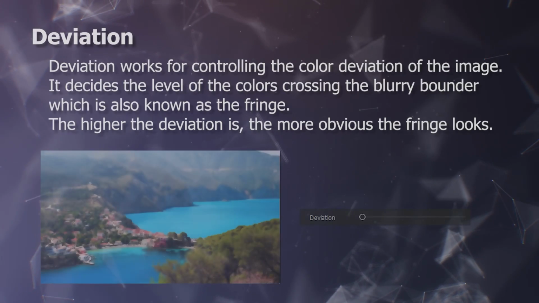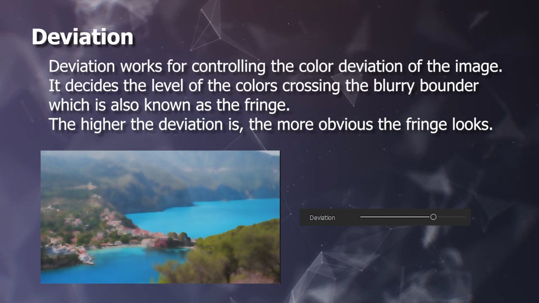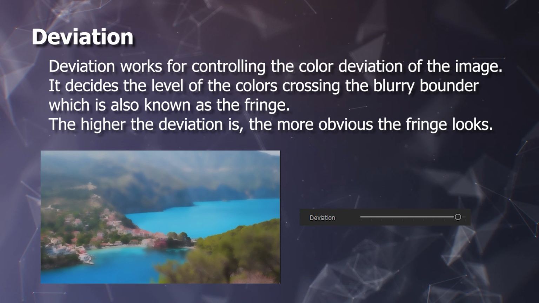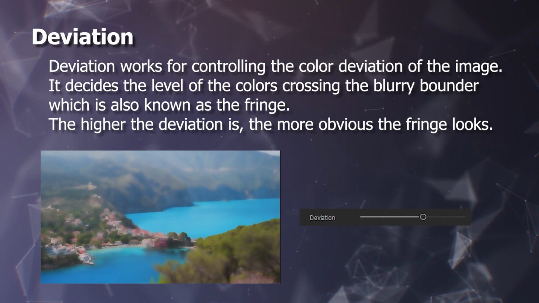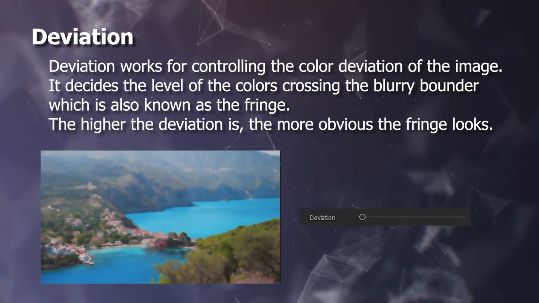Deviation works for controlling the color deviation of the image. Roughly speaking, it decides the level of the colors crossing the blurry boundary, which is also known as the fringe. The higher the deviation is, the more obvious the fringe looks.